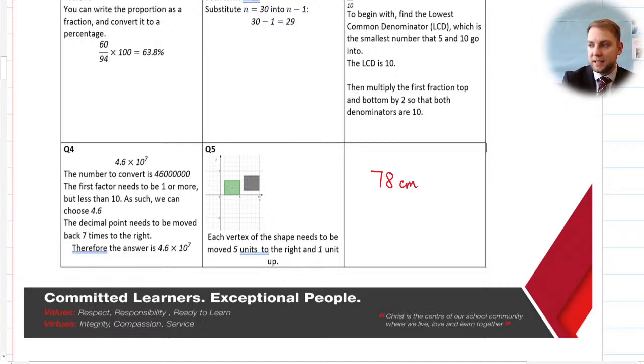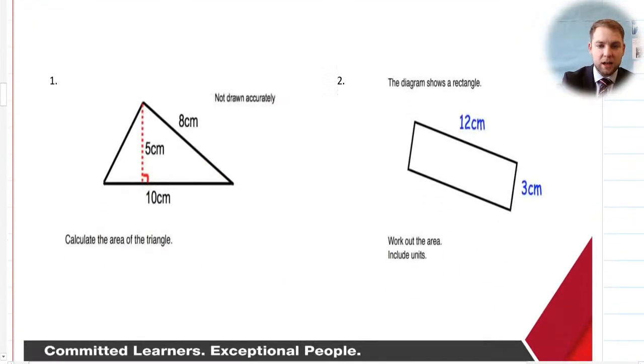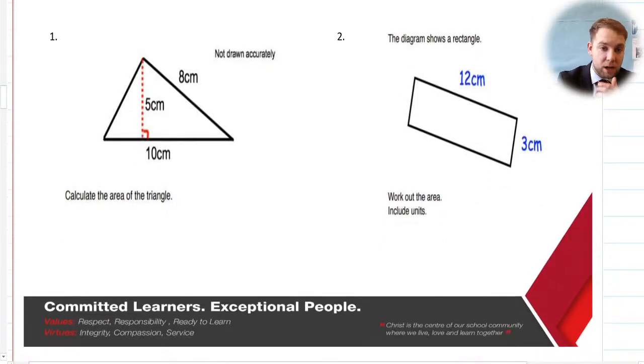Okay, so today we are looking at area. So what I'm going to do, I'm going to go through some questions very quickly, and then we're going to have a go at some here yourself. So the first thing you need to be thinking about is what's the formula for the area of a triangle. So for the area of a triangle, it's base times height all divided by 2.